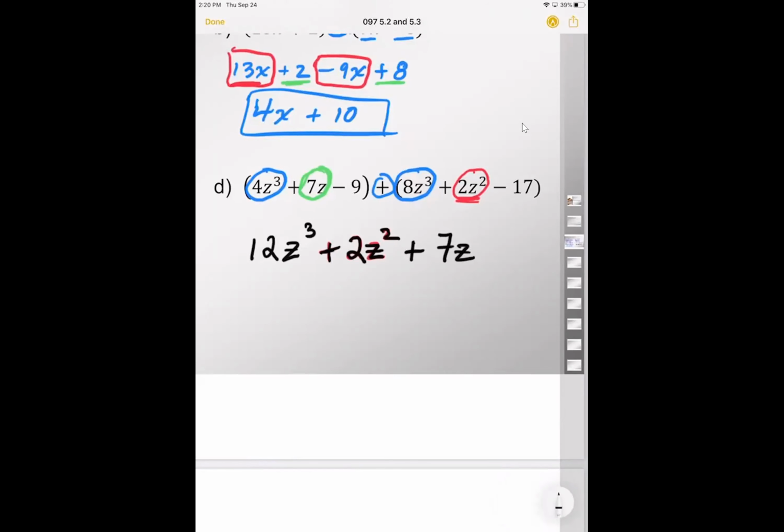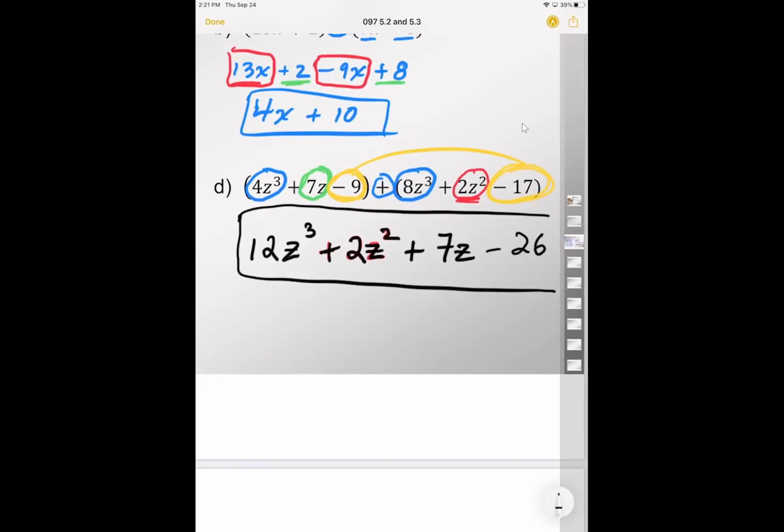What is my last like term? My last like term is, hopefully you guys see that I have a -9 and a -17. And a negative, they have the same sign. And if they have the same sign, I need to add them and keep the sign. And in this case, the sign will be negative. So I add them up and keep the sign. I will have a -26. And as you can see, there are no other like terms. I have Z to the third, Z to the second, Z, and a constant.